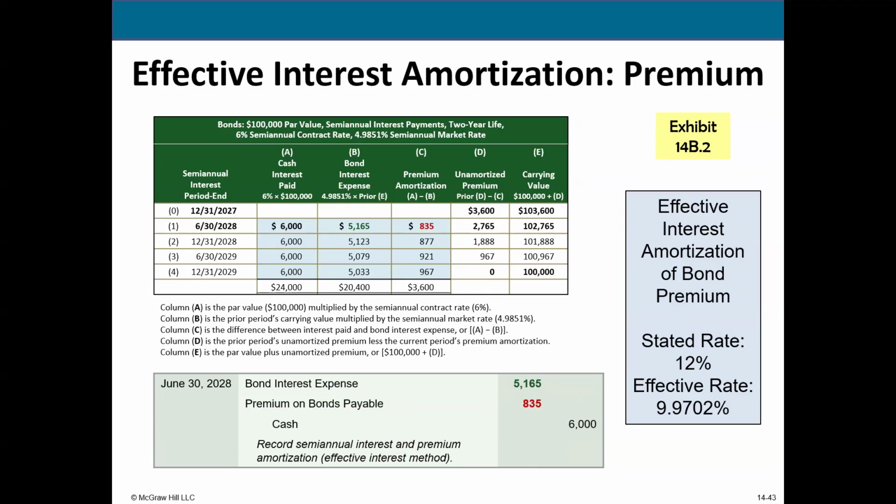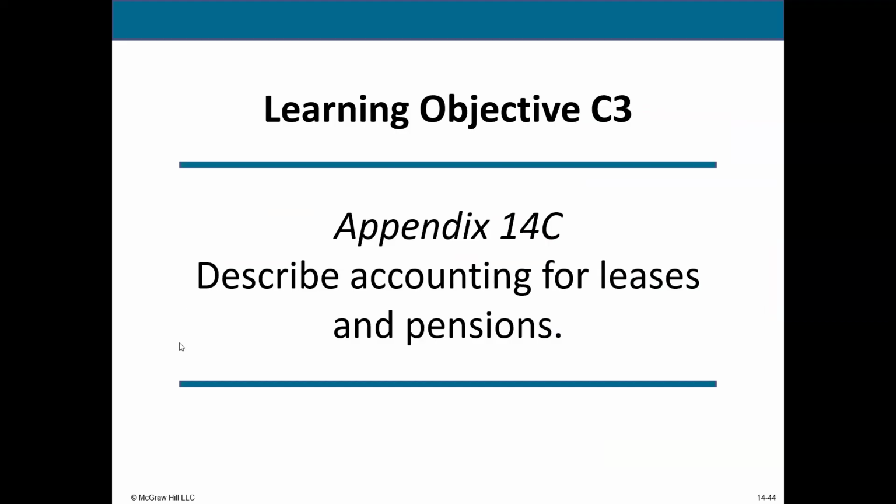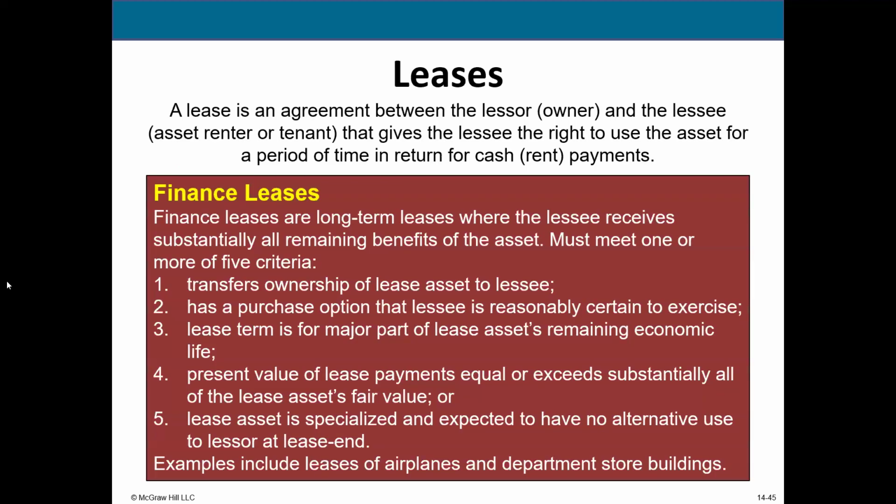Let's see, what else can I tell you about? The other thing I wanted to mention briefly is in regard to leases and pensions. When it comes to lease accounting, we first need to figure out who is in possession of the asset that is being leased. That will in turn tell us what kind of lease it is. It can either be considered an operating lease or a financing lease.